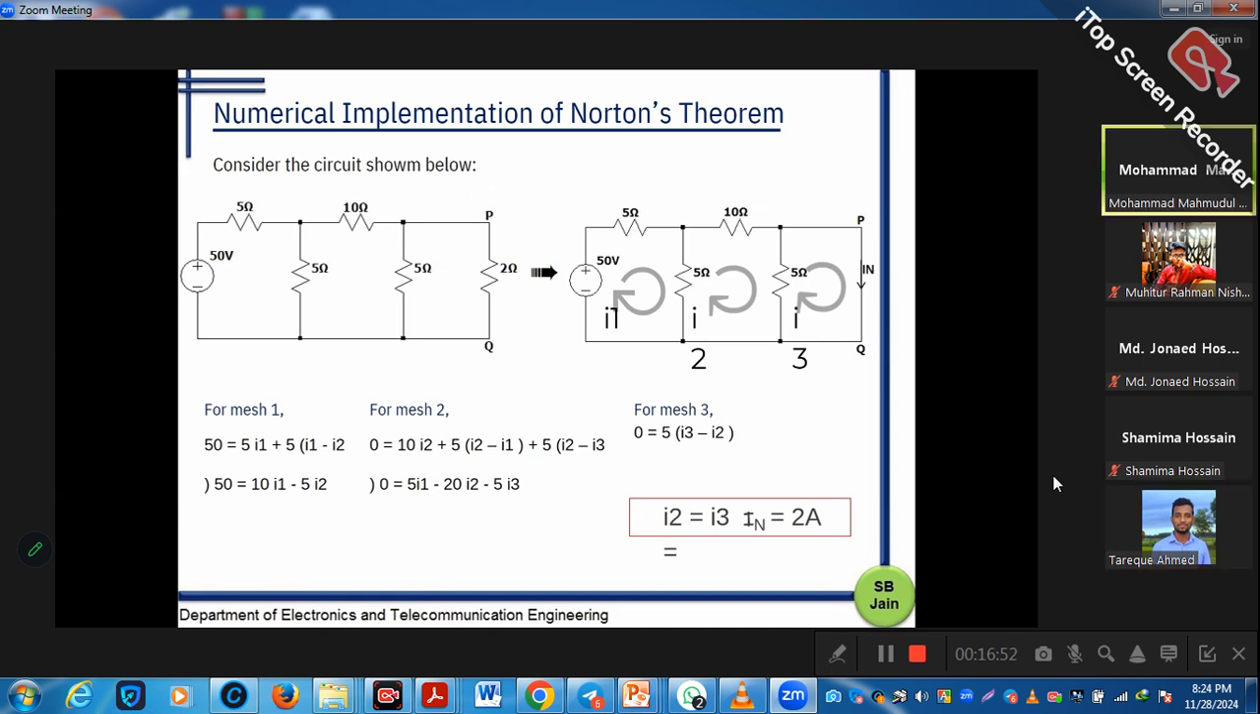Yes, Thevenin's equivalent resistance and Norton equivalent resistance will always be the same, whatever the circuit we have. The difference is that, as Mr. Junaid mentioned while he was presenting, in the Norton equivalent circuit you will get the current source in parallel with a resistor, and in Thevenin's equivalent circuit you will get the voltage source in series with a resistor. Okay, thank you.